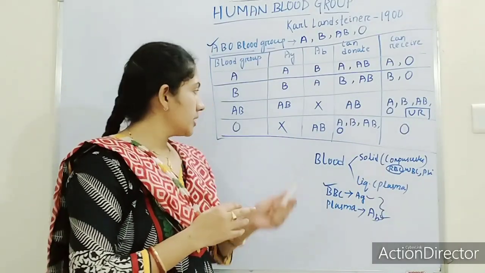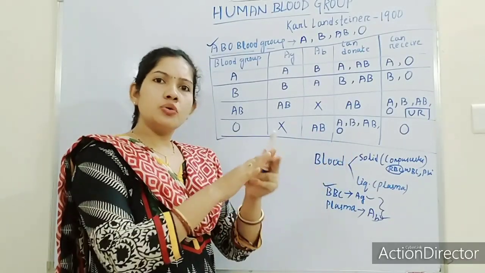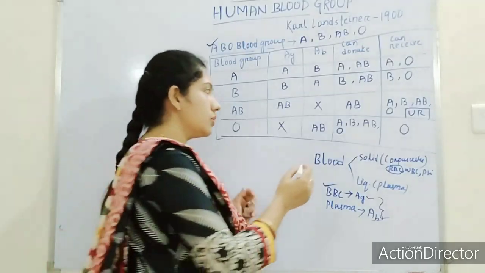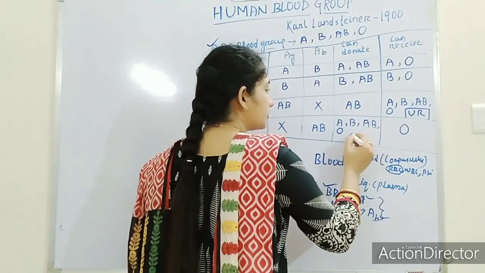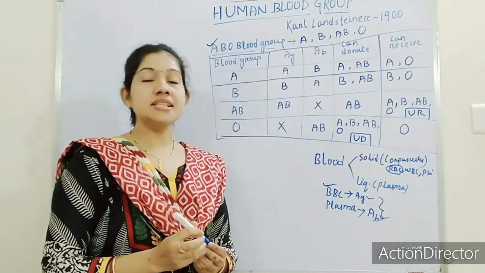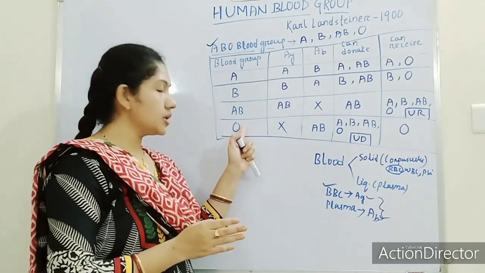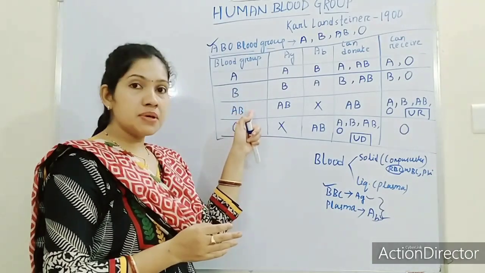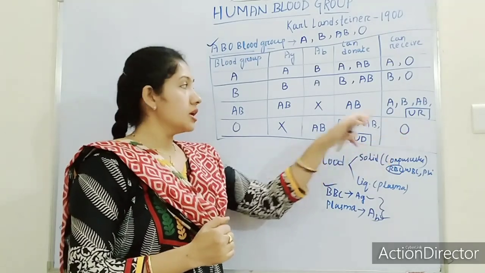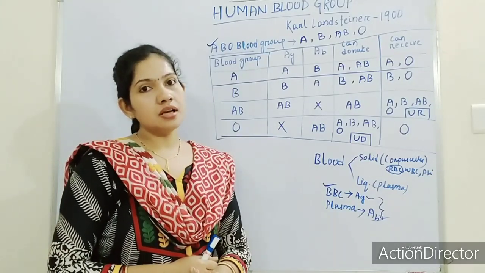Another thing you can mark here: O blood group persons can donate blood to any of the blood groups. Means they are the universal donor. They can give blood to A also, to B also, to AB also, and to O also, but they can receive only from O. So AB is the universal recipient and O blood group is the universal donor.